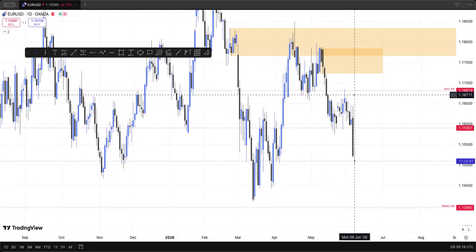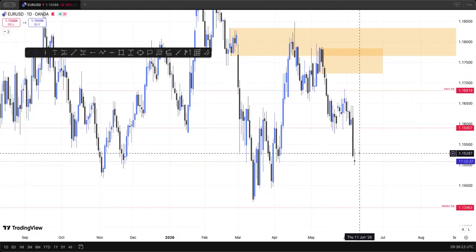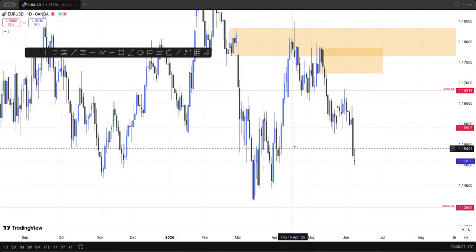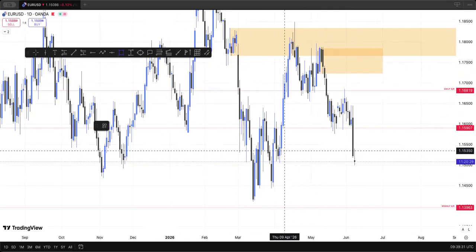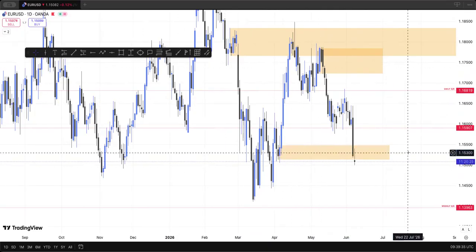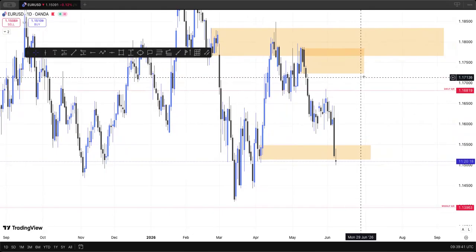Okay, and price is then using that support or resistance to give this impulse. Price used that support or resistance to give the impulse into this demand right here. Let me put it that way. Okay, so we delete this.